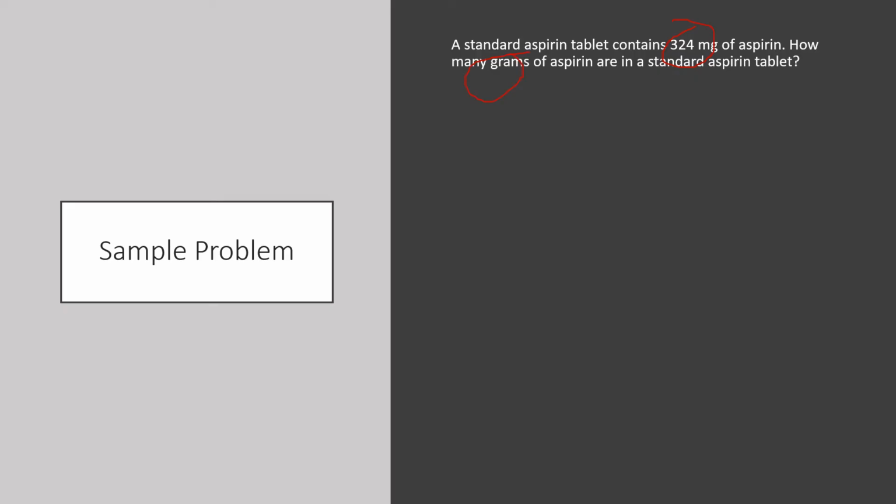So, tulad ng sabi natin kanina, step 1, nasa left side ang ating given, and then sa right side naman yung hinahanap natin. So, you're given 324 milligrams, sinulat yan sa left side, and then you want to convert it to grams, so sinulat natin siya sa right side. Now, step 2, use of conversion factor. Hanapin natin yung conversion factor.